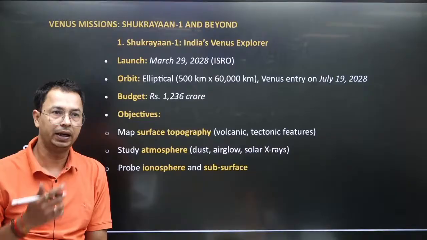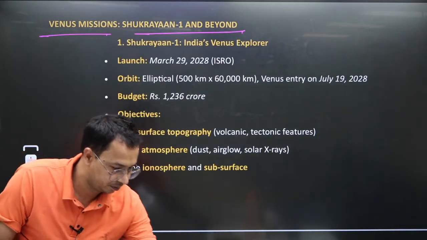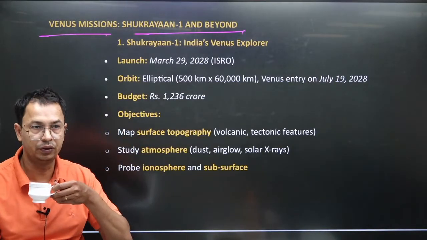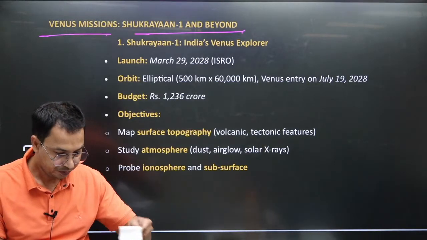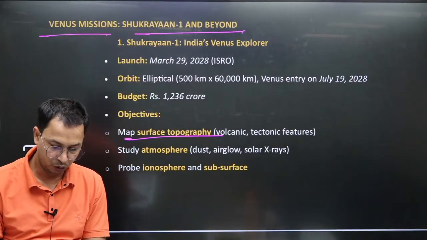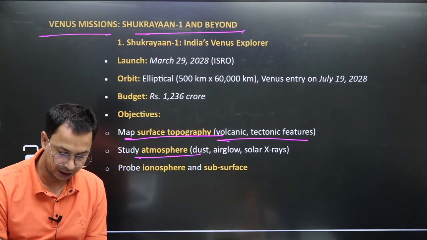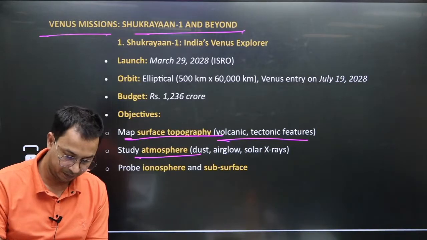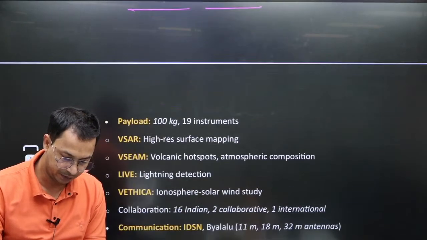Then recently India announced the Venus mission, and approximately in 2028 we will send the Venus mission. Our objective is that we will map the surface topography, volcanic activity and tectonic features. We will study the atmosphere, because in the atmosphere of Venus we have clouds of sulfuric acid. We will probe the ionosphere and the subsurface.